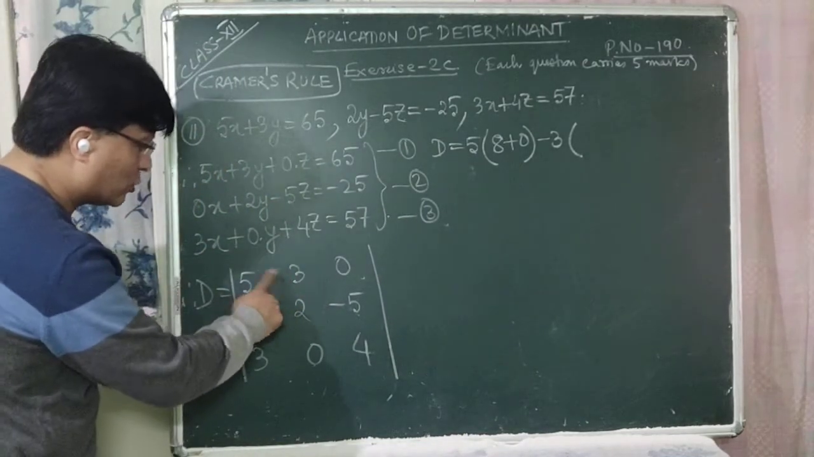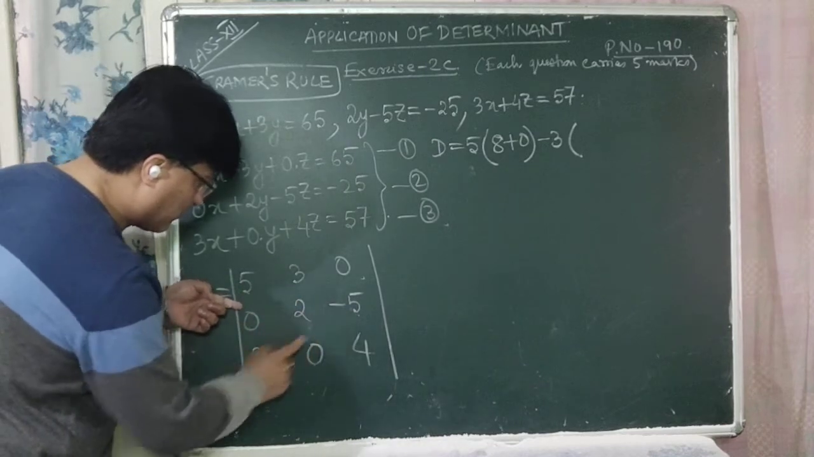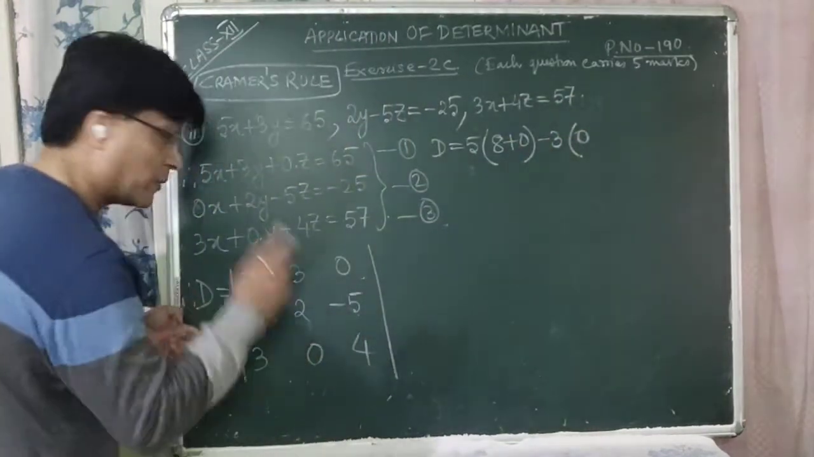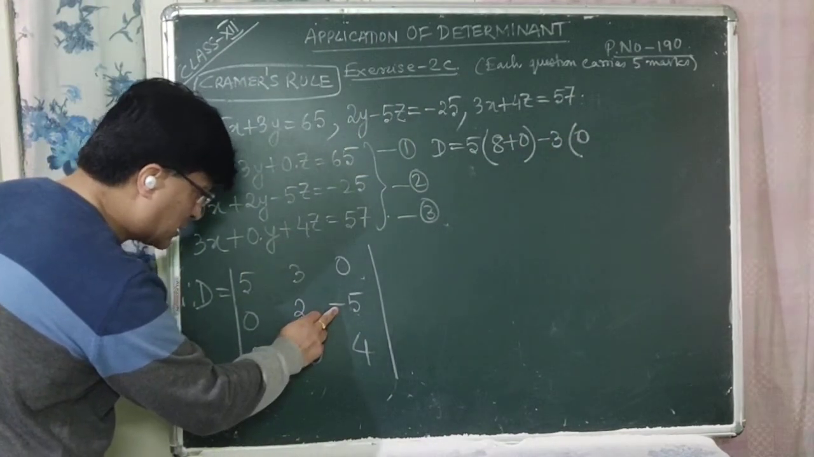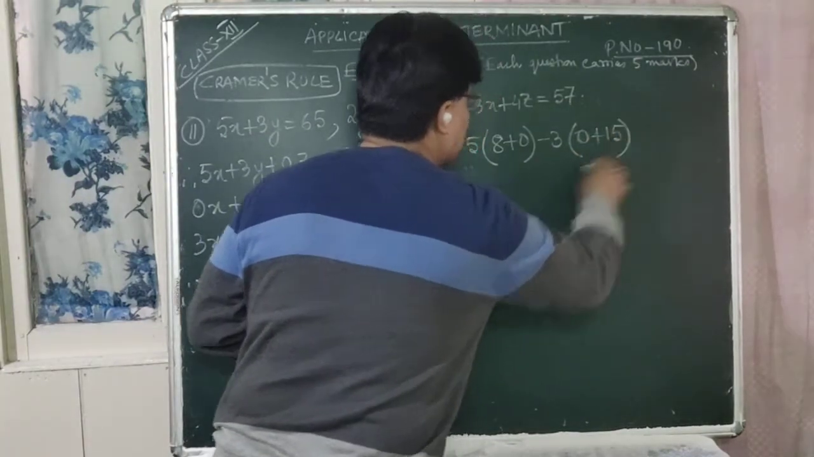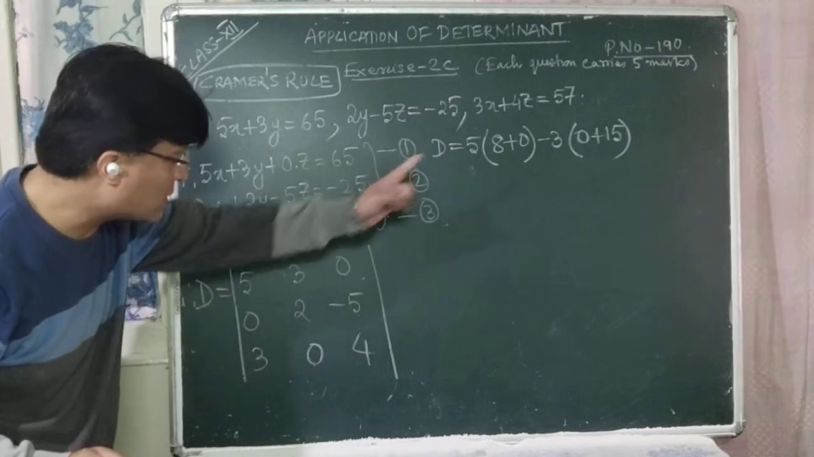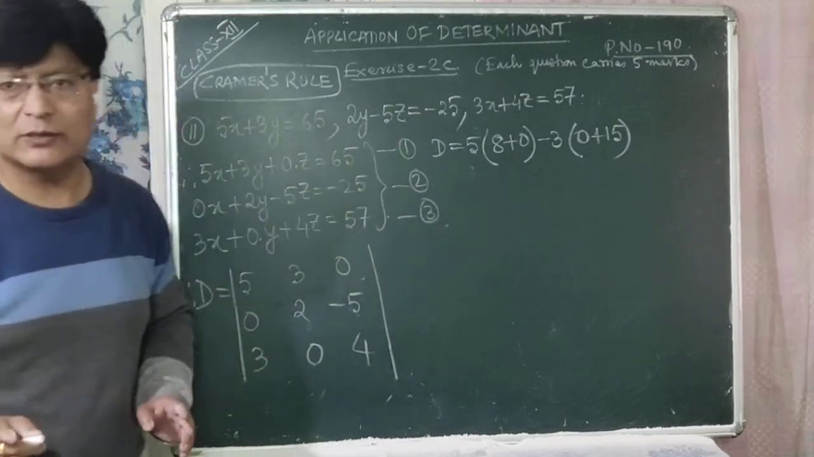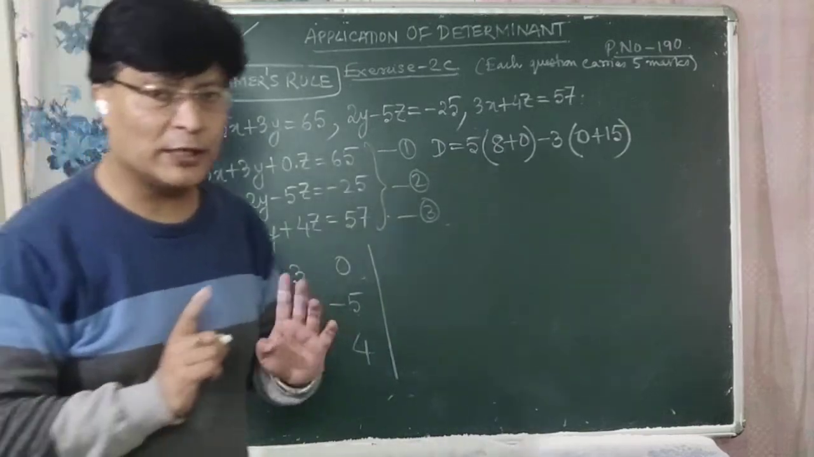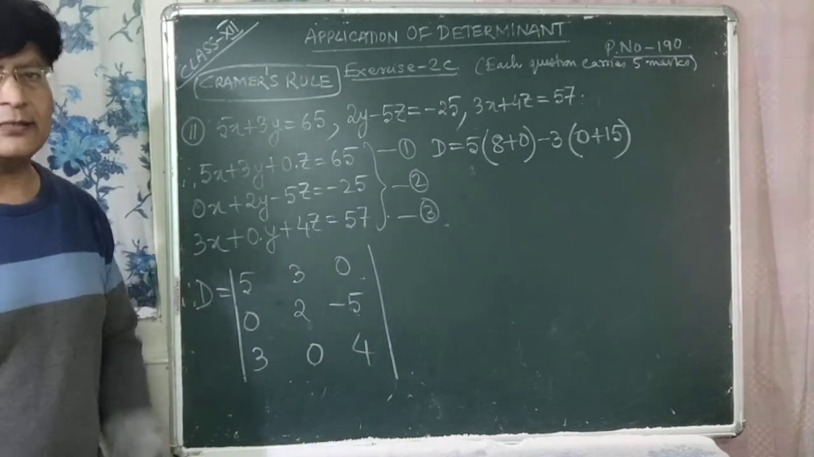Delete the row and the column through the element 3, that is first row and second column are deleted. What remains? 0, minus 5, 3, 4. So 0 4s are 0, then minus into minus plus 5 into 3 is 15. Is that clear? 0 4s are 0. Minus into minus plus 5 3s are 15. Now will you write 0? You don't have to write this 0 because 0 into any number is always 0.